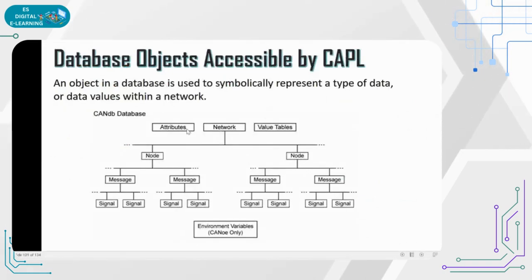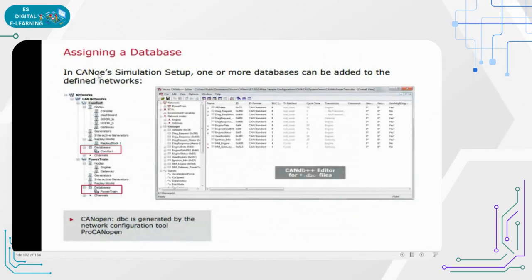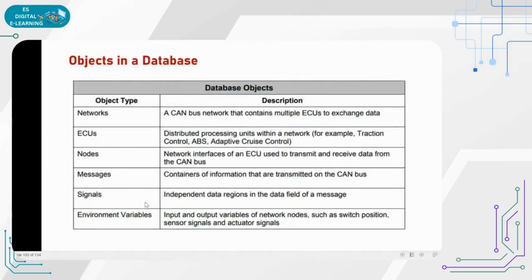Is it clear till now? Now we need to create a database. Let's consider the database. It has the nodes, the messages, and the signals. How do we create it? You can write down the objects in the database. Network is a CAN bus network that contains multiple ECUs to exchange data.